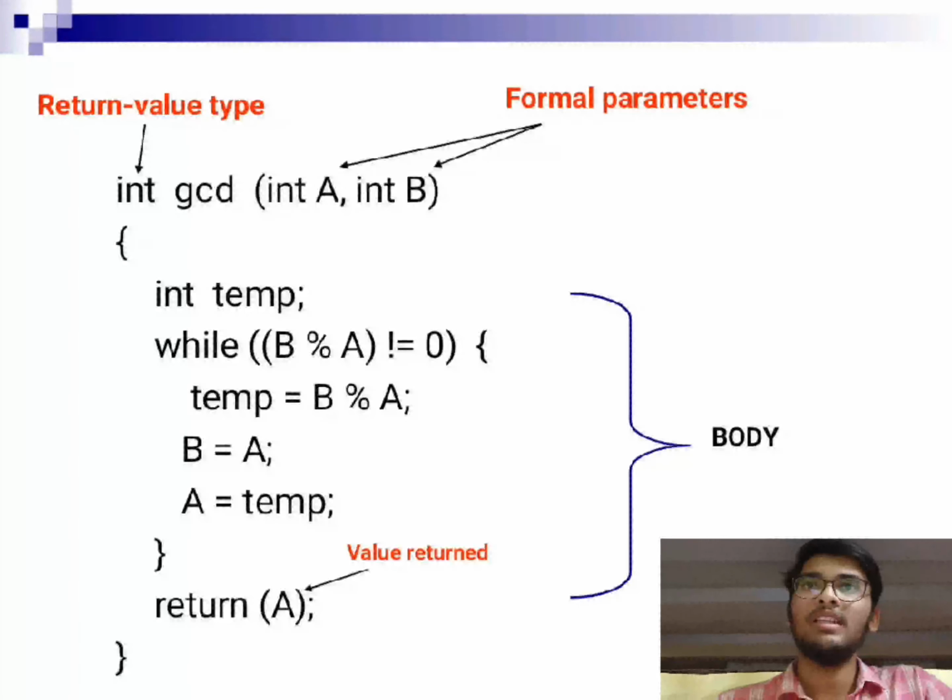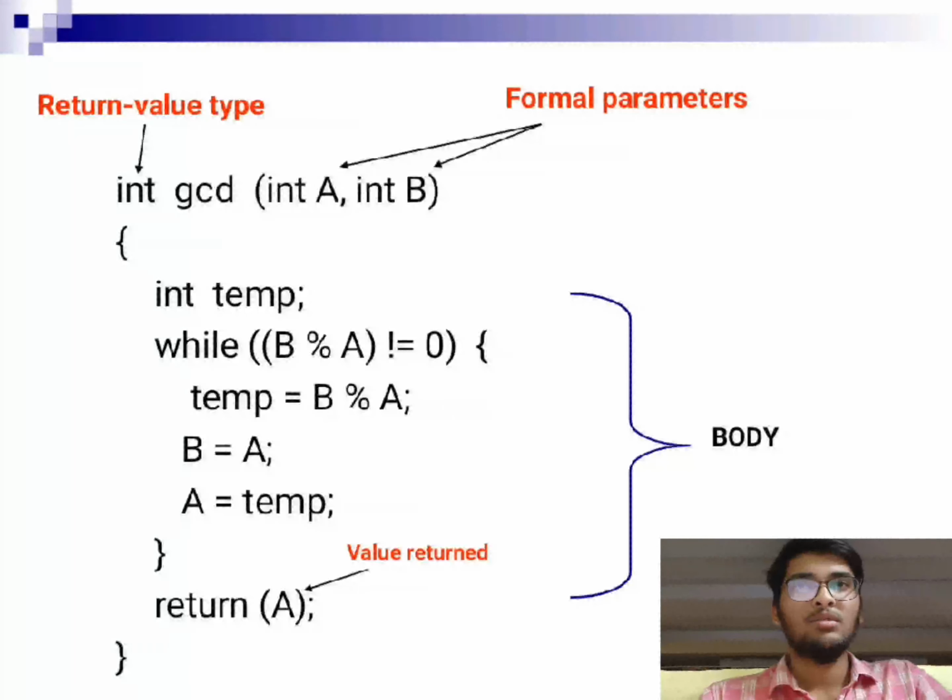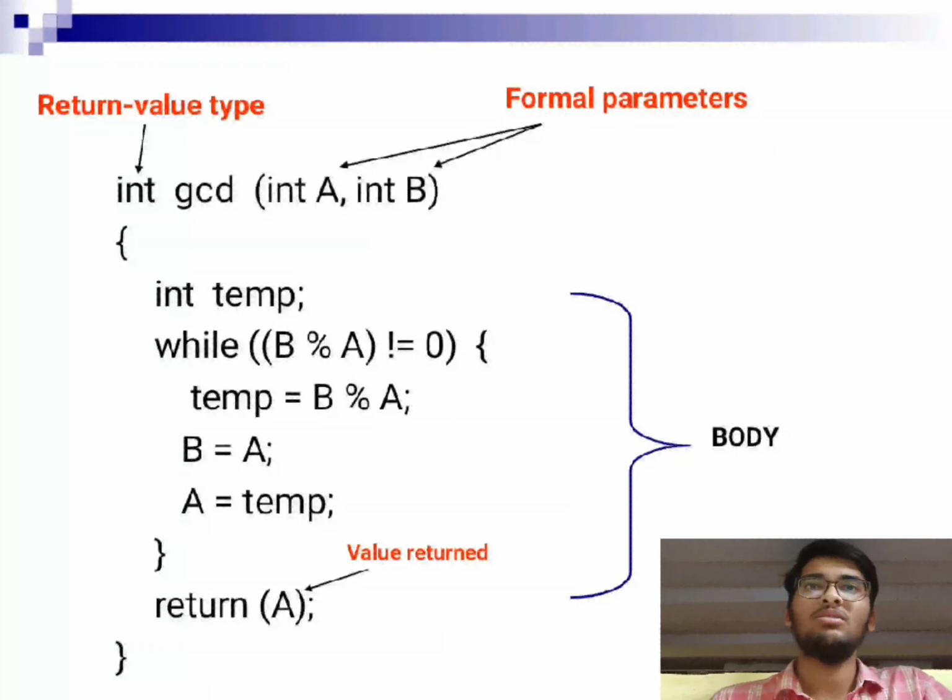Here the GCD function is defined. We use int because the return type is int. Int GCD of int a comma int b. The formal parameters are int a comma int b, and int temp. While b modulo a not equal to 0, temp is equal to b modulo a semicolon, b is equal to a semicolon, a is equal to temp semicolon. In this block we calculated a, and a is returned to the main block. This is how the GCD is calculated using functions.